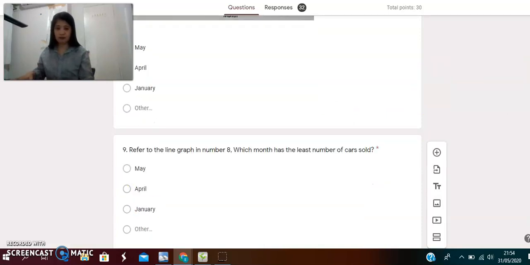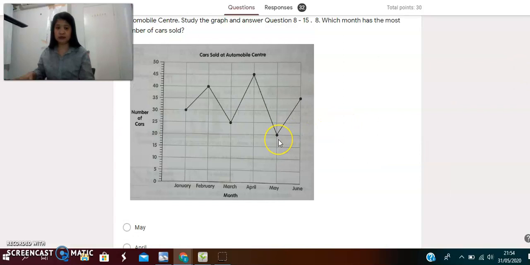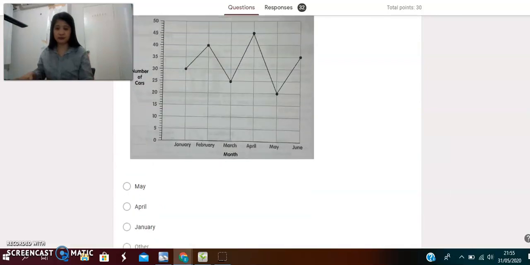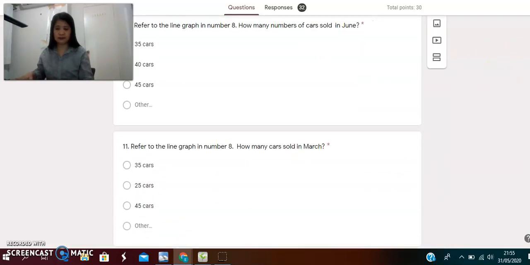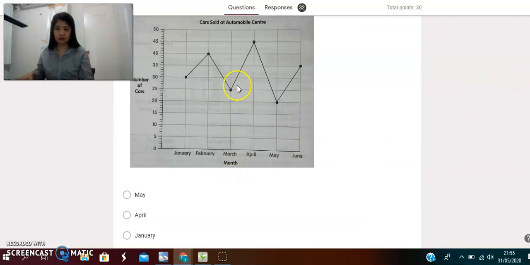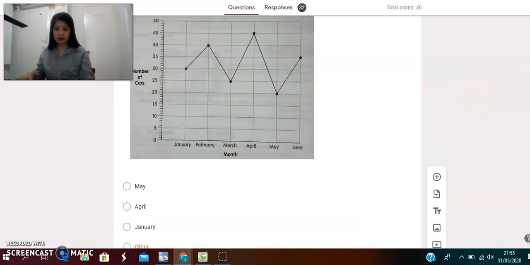What about 9? Which month has the least number of cars sold? Look at the lowest point, and that is May because it's got only 20. Next, number 10. Refer to the line graph in number 8. How many cars were sold in June? Look at June, the point here. Then you get 35 cars. Next, 11. Refer to the line graph. How many cars were sold in March? Look at March, and that one is 25 cars.